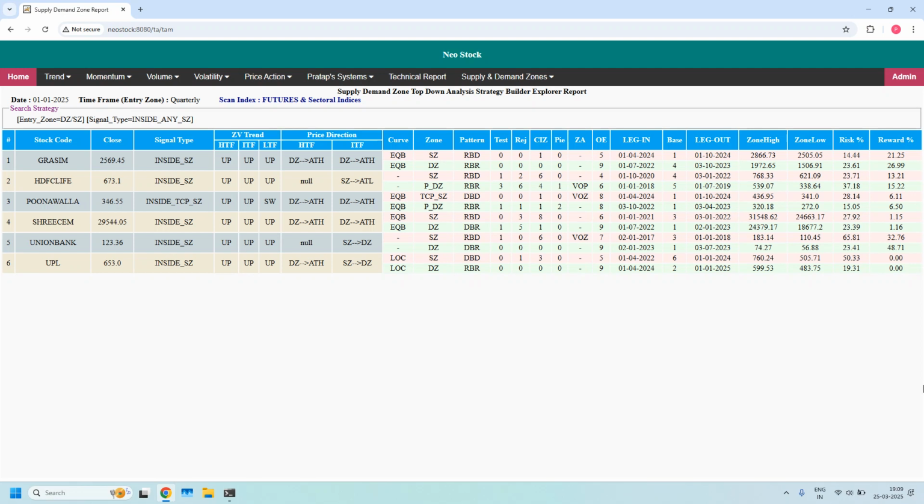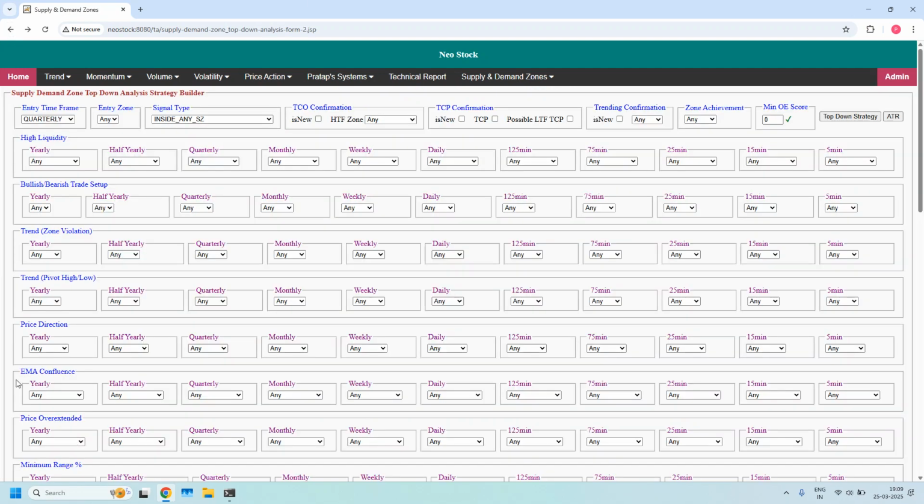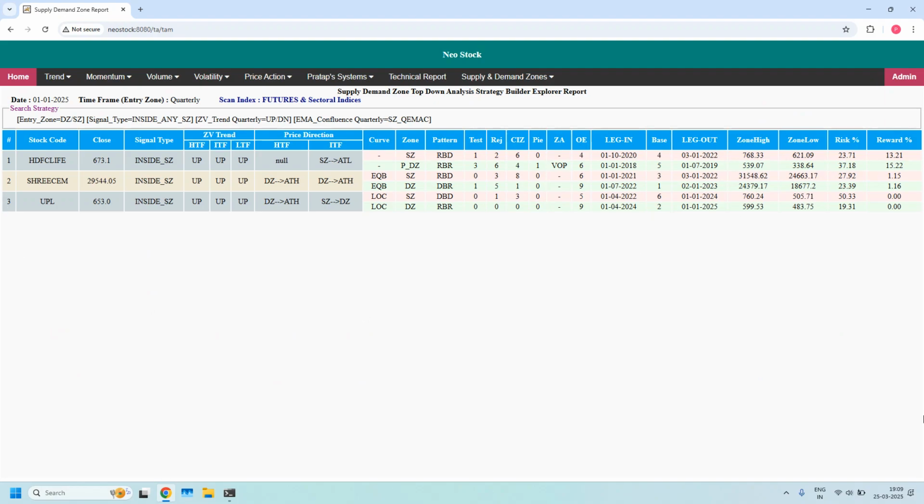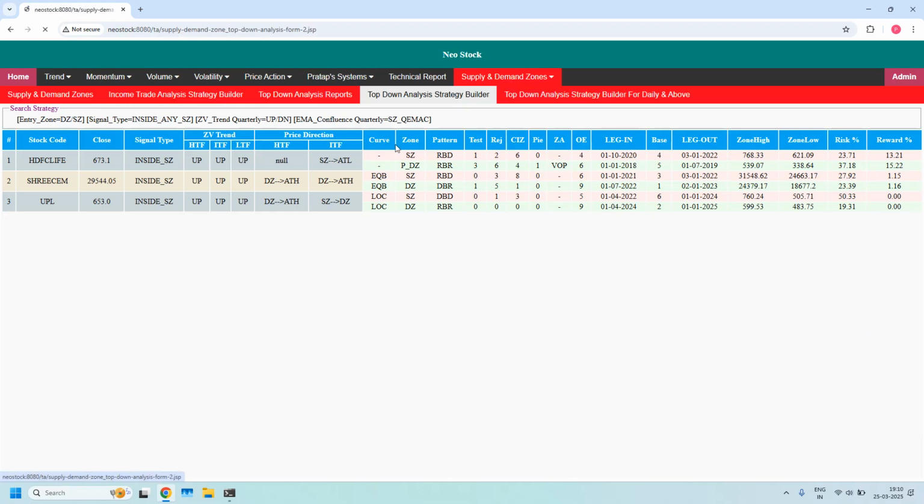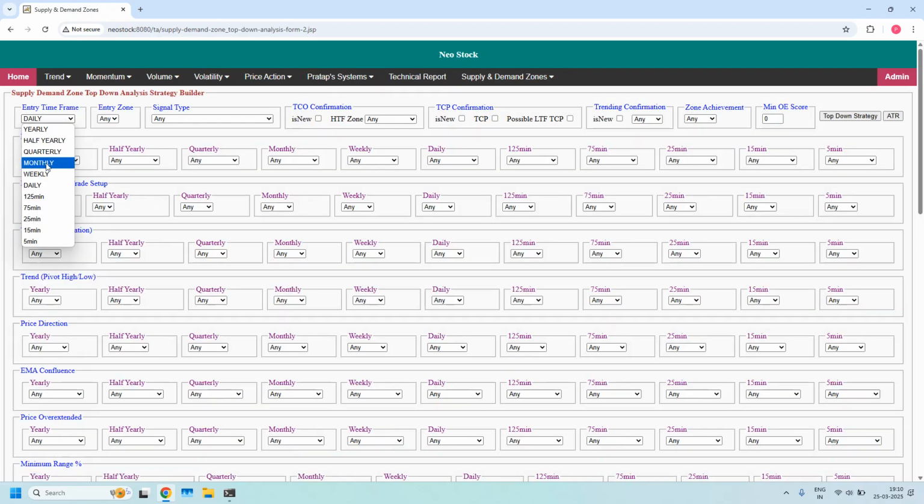Let's verify out of the 6 how many quarterly supply zones are having quarterly EMA confluence. Trend on the quarterly should not be sideways. It can be up or down. So we got 3 stocks. These 3 quarterly supply zones are having quarterly EMA confluence. Okay, this is about quarterly time frame, and the next time frame is a monthly.